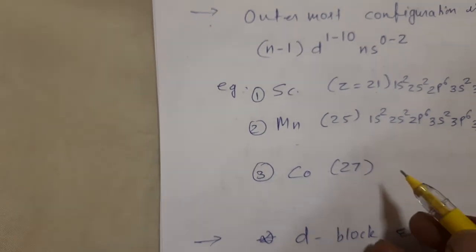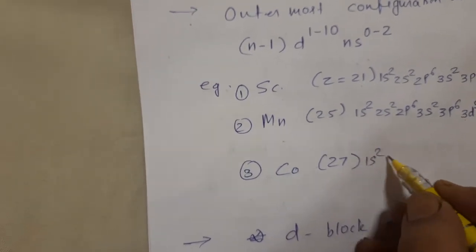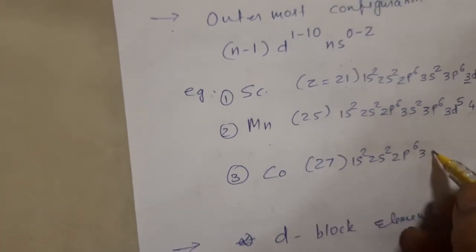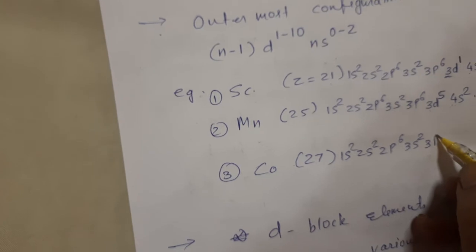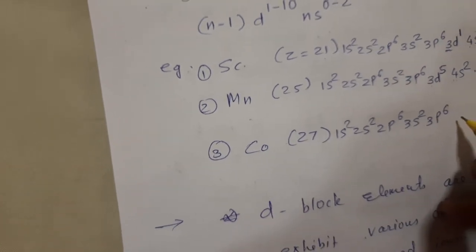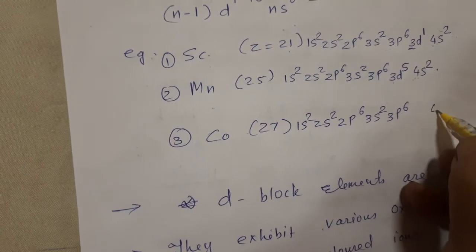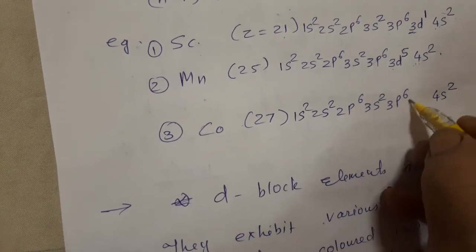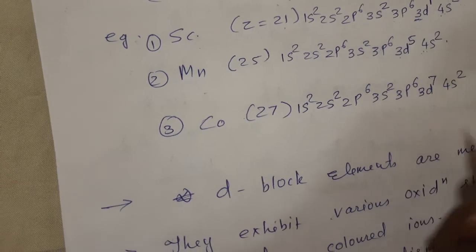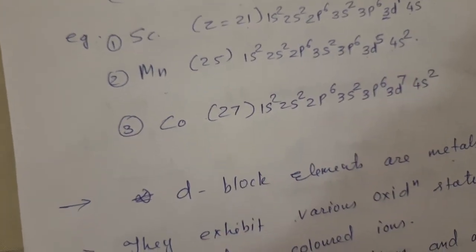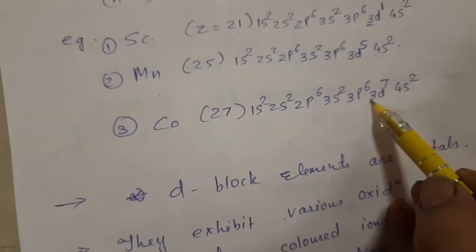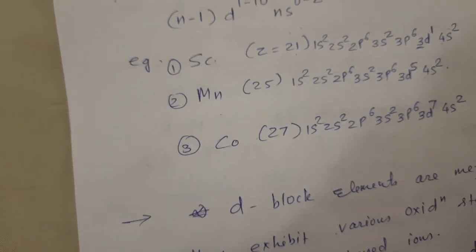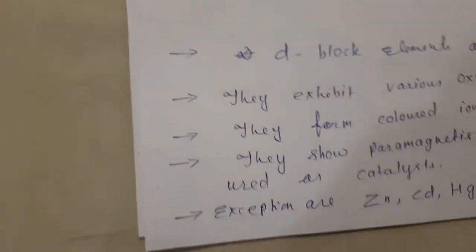If I show you same way, cobalt. So 1s2 2s2. I hope now you are able to write 2p6 3s2 3p6 then 4s2. ठीक है. तो 18 and 2, 20. How many are left? 7. So 3d7. Understood? So you see this is n and this is (n-1)d. Correct? Then what are the properties of D block elements?